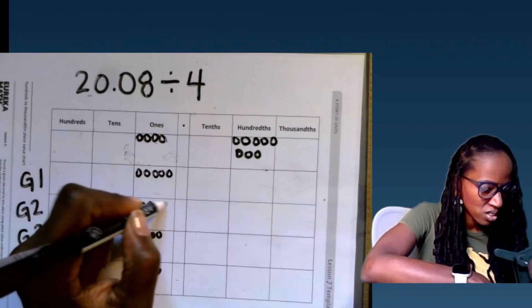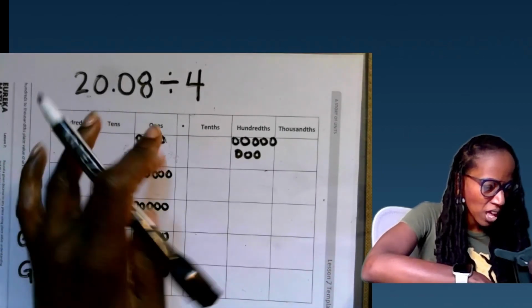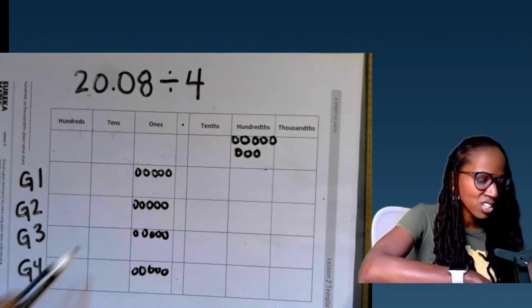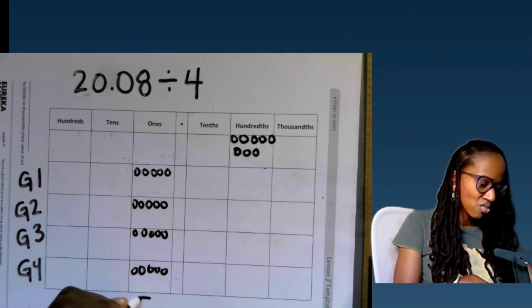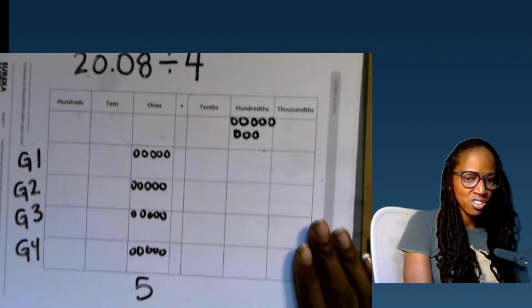And 1, 2, 3, 4. So now I can see I've evenly shared out my 20 ones, and each group has 5 ones. Let's represent that on our standard algorithm.